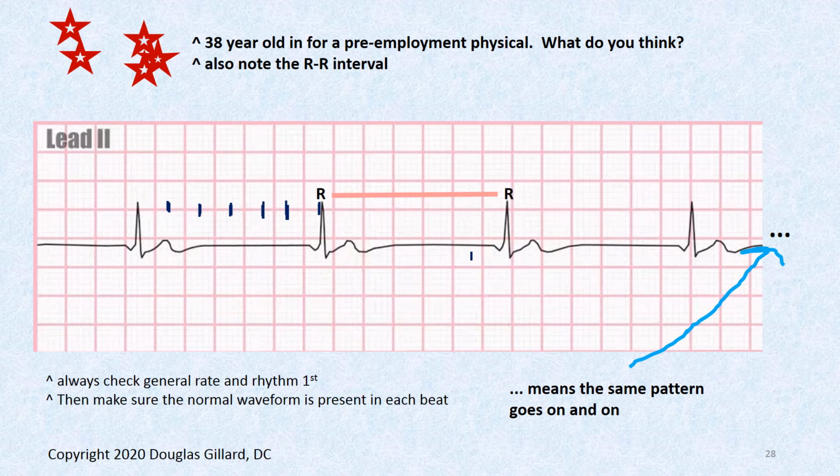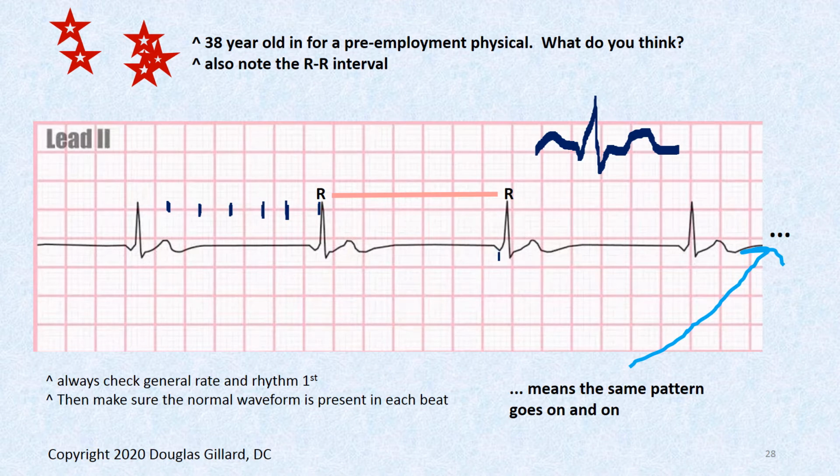So where's the P wave? That's the first problem. Remember, it's supposed to have a P wave, QRS complex, and then a T wave. Where's the P wave? Well, there it is. There's no PR segment, and the P wave is upside down. So what's the deal with that? That's an inverted P wave.